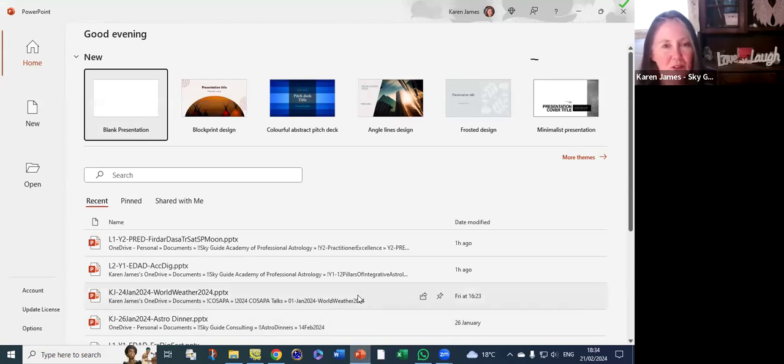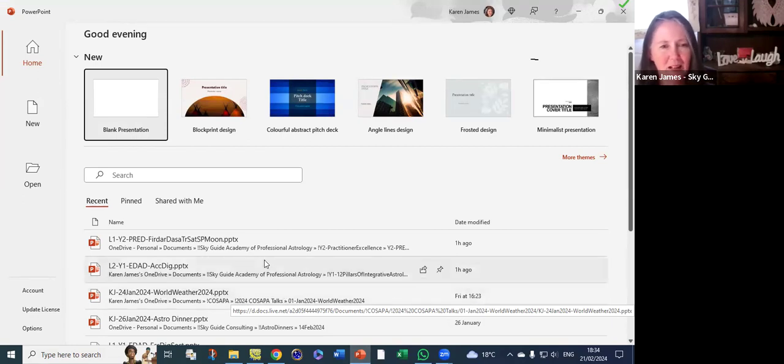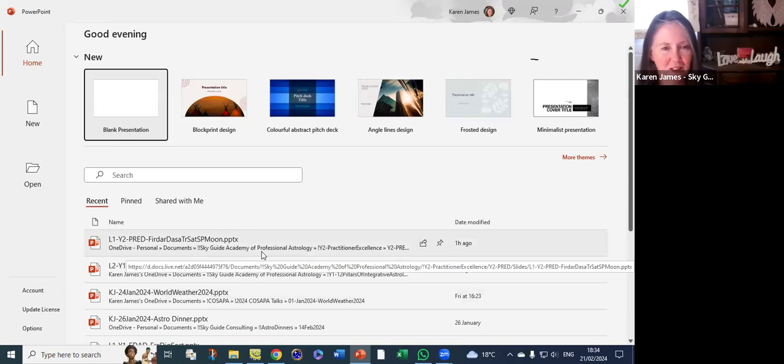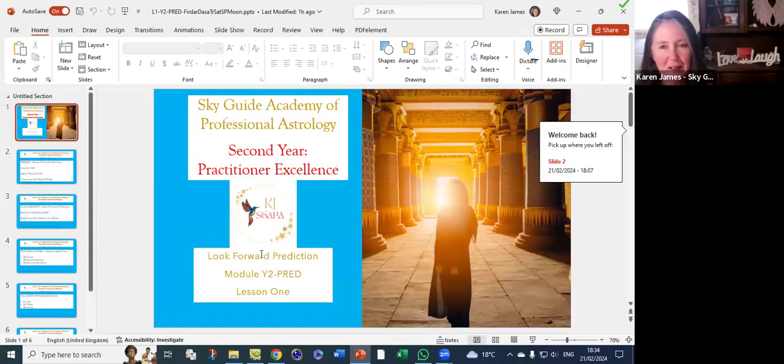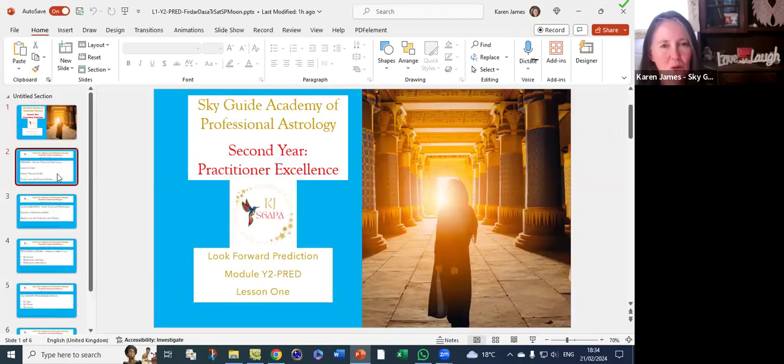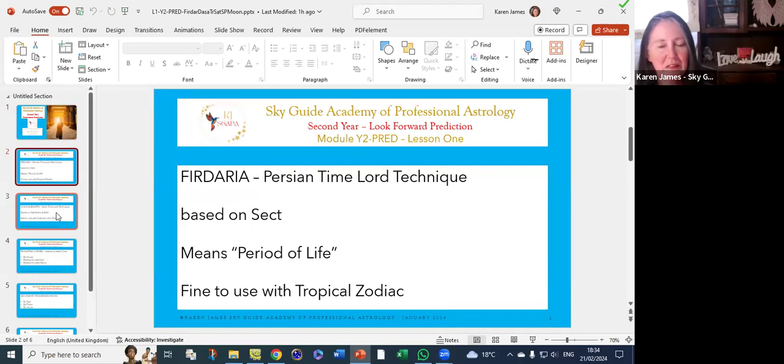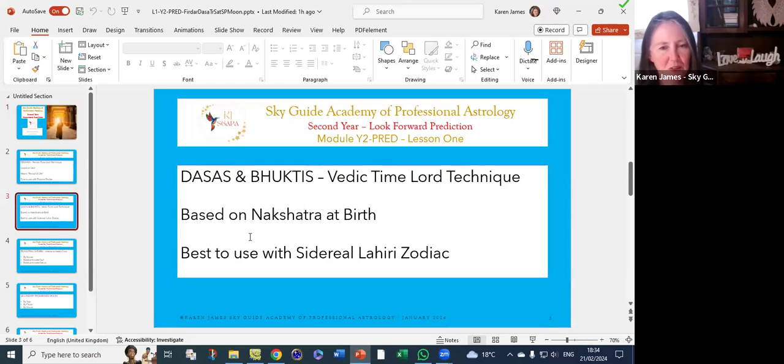And in the notes, I have given you Subramanian's. He showed in his book, you can get the breakdown with the nodal variation, but that's very complex. I would just stay, and it's going to take you time, and you don't want to take time. You want to be able to do this nice and quickly so that you don't spend hours and hours doing this. Okay, so there's our Firdaria, and here is our Dasas Bhuktis.